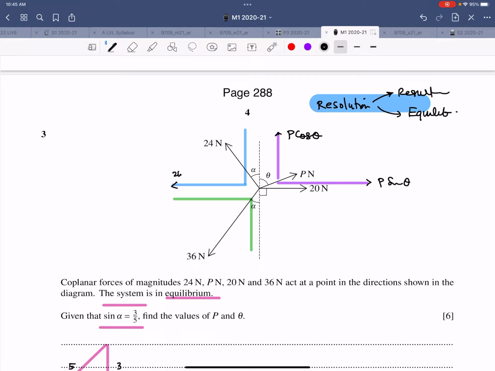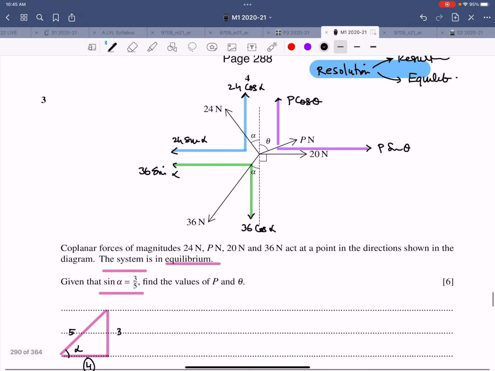This is 24 sine alpha. This is 24 cosine alpha. This is 36 sine. Now this time alpha is over there, so this is 36 sine alpha and this is 36 cosine alpha. Now let me double check. All the angles were with the vertical this time. Okay, so now it's in equilibrium.